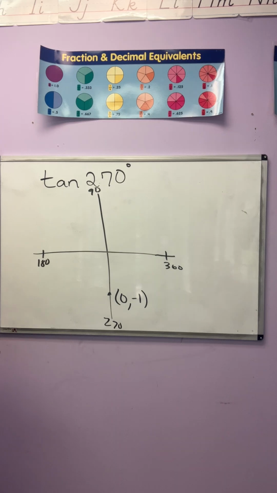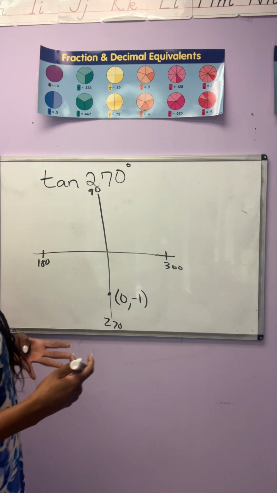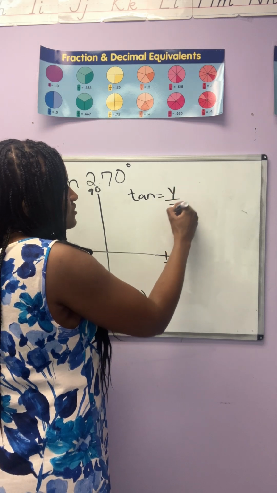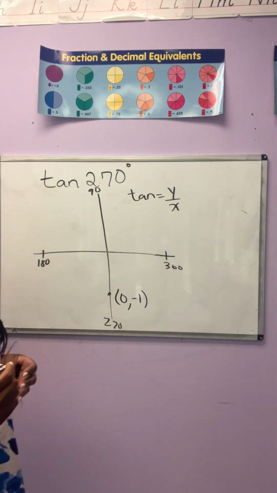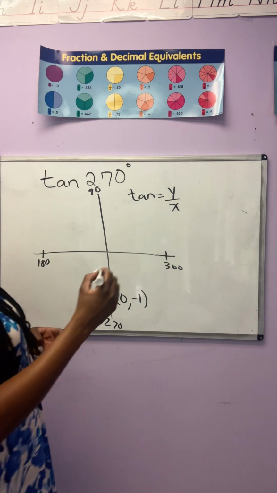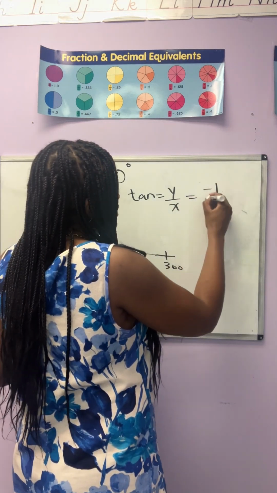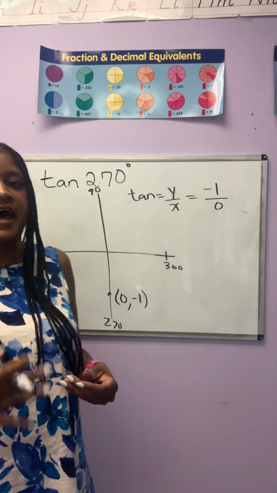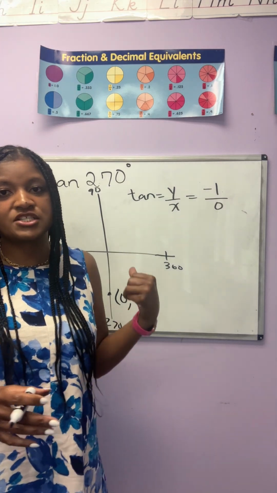Another way to think about tangent, another definition of tangent besides opposite over adjacent, is you can think of it as y over x. So if you look at any pre-calculus book, you'll often see this definition. Tangent is y over x. So our y is -1, our x is 0, and that's an algebra rule. You cannot have 0 in your denominator. So tangent is undefined.